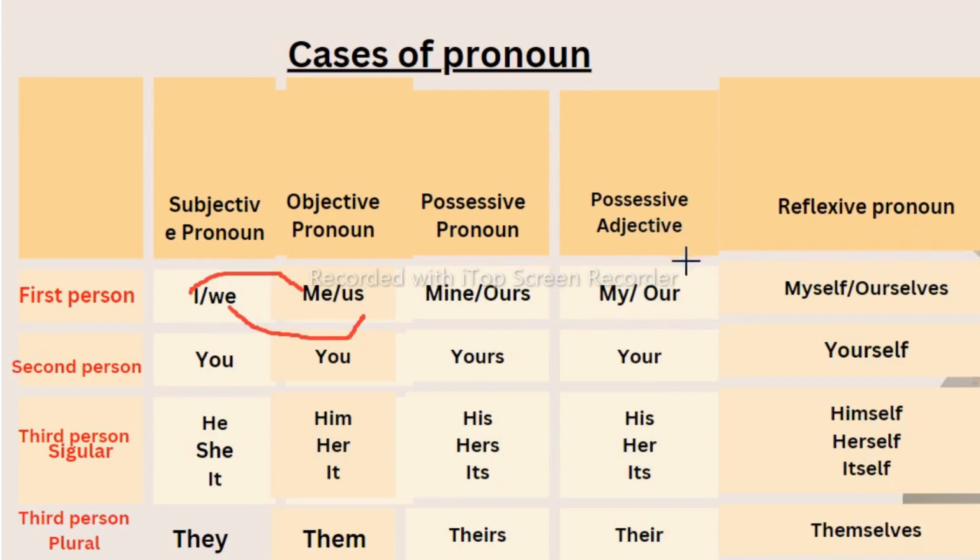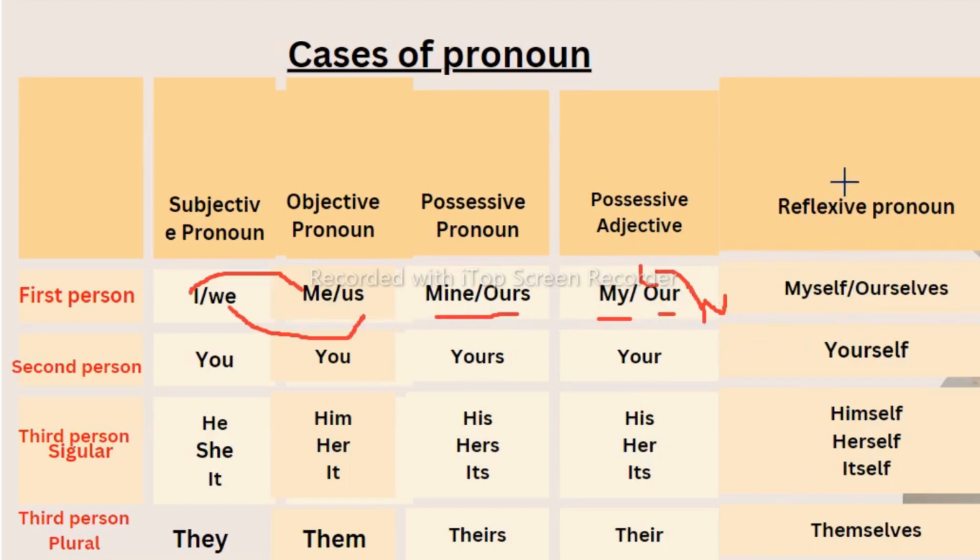These are called possessive adjectives. After this my and our, a noun should be there. That's why it's called a possessive adjective, because an adjective shows the quality of a noun. That's why it comes before the noun. And these pronouns take the place of a noun. These pronouns take a noun's place.